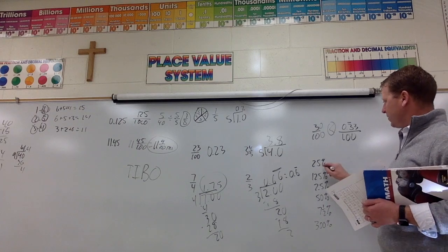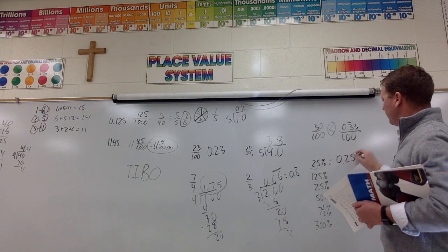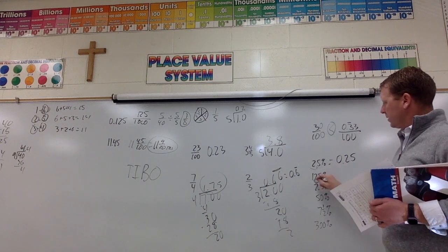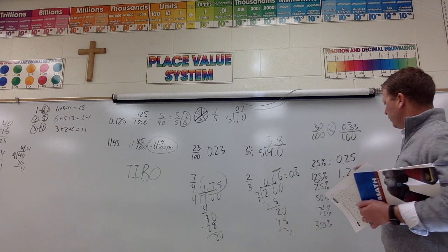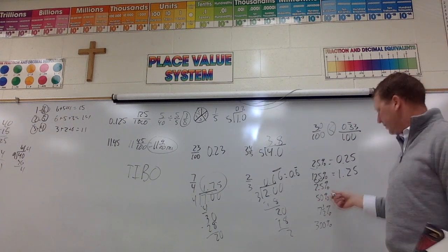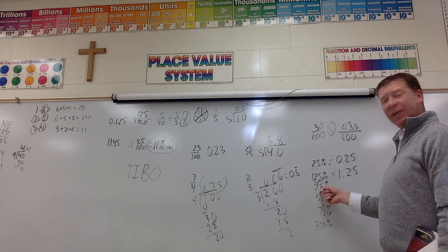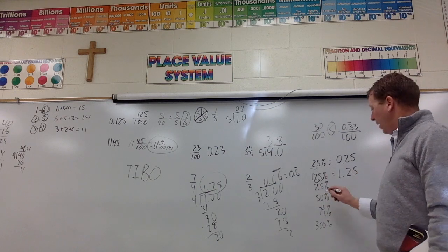I'm at 25 as a whole number. 1, 2, left twice, 0.25. Left twice is 1.25. Left twice. You're like, Mr. Bauer, it's already a decimal. No, it's not. There's a percent sign there. Anytime they say percent to decimal, even if there's a decimal there, guys, left twice.